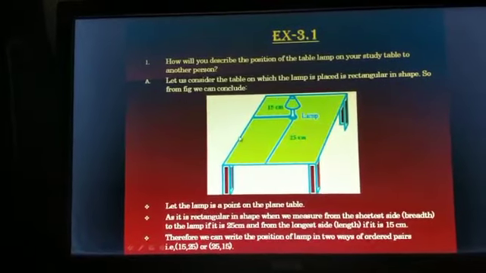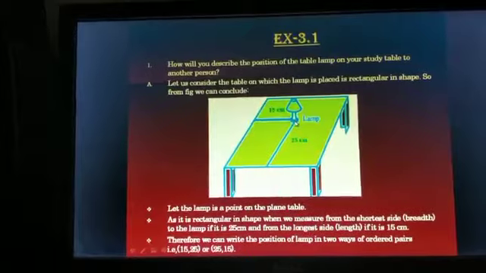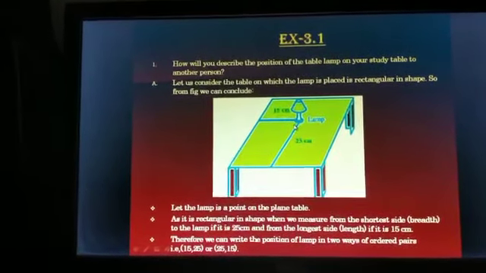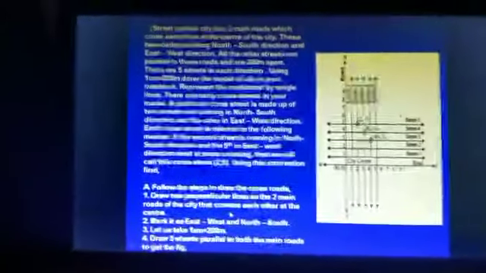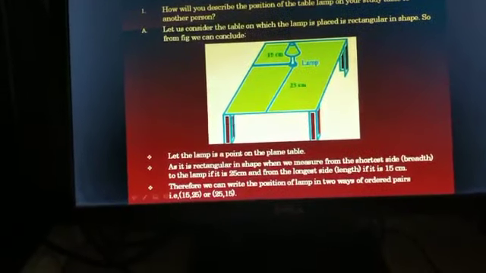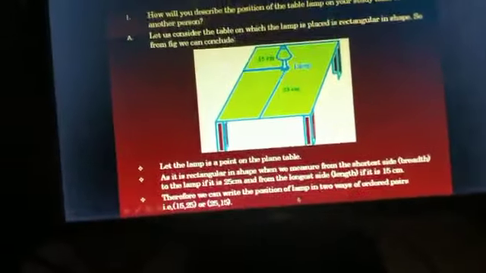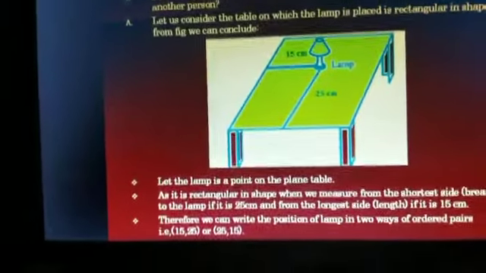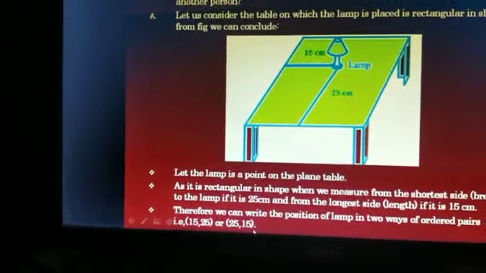And when I measure from the longest side, my lamp is at 15 centimeters. So I have written here 15 centimeters. Now how to write it in an ordered pair? Okay children, let me show you how to write it in an ordered pair. Therefore, we can write the position of the lamp in two ways of an ordered pair. That is 15, 25 or 25, 15.